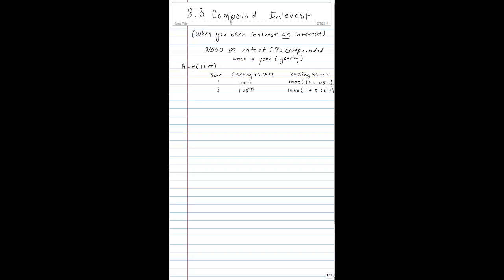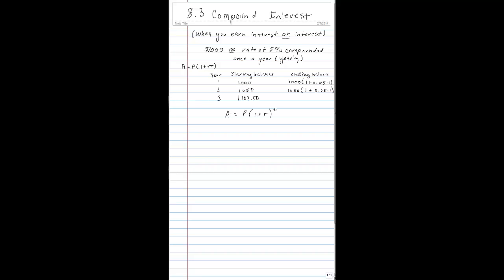And that's what we have at the beginning of year 2. If we look at the second year, this time we start with a little more money. We start with $1,050. And we're going to multiply it again by 1 plus 0.05 times 1, because we're just looking at what happens between year 2 and year 3. At the end of year 2, or the beginning of year 3, that means we have $1,102.50.